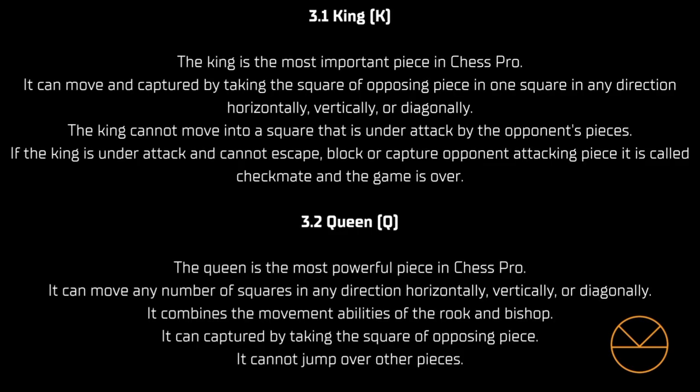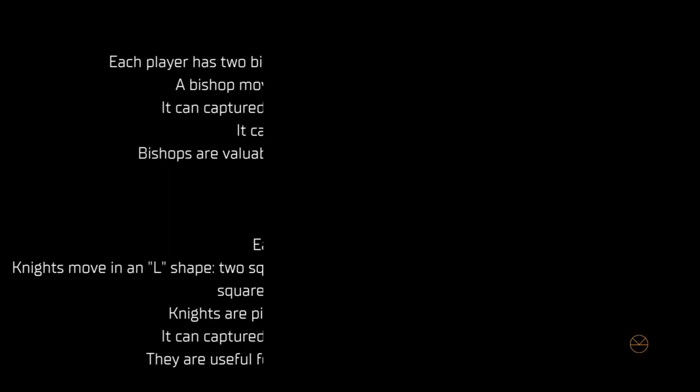3.2 Queen Q. The queen is the most powerful piece in Chess Pro. It can move any number of squares in any direction horizontally, vertically, or diagonally. It combines the movement abilities of the rook and bishop. It can capture by taking the square of an opposing piece. It cannot jump over other pieces.